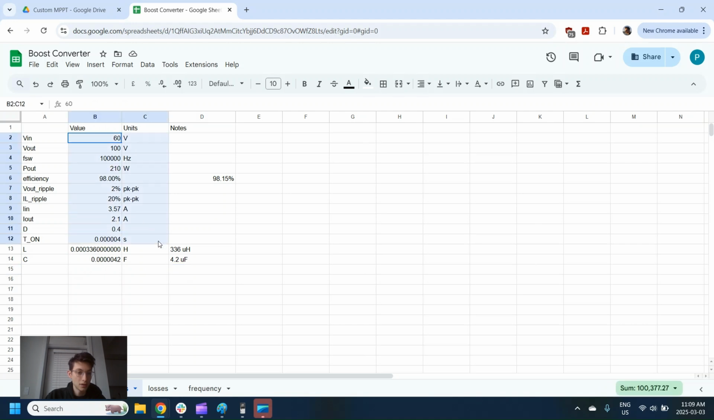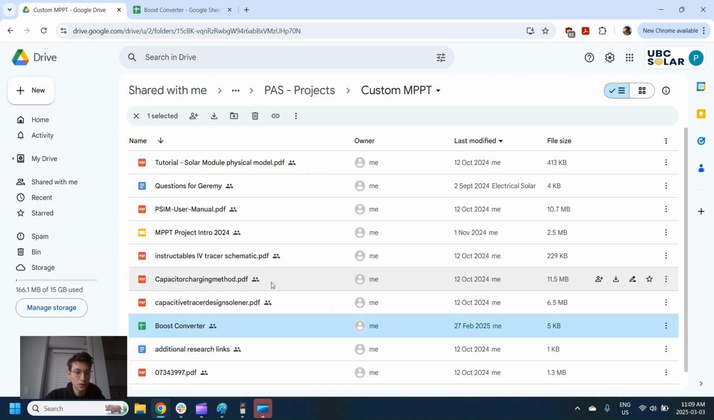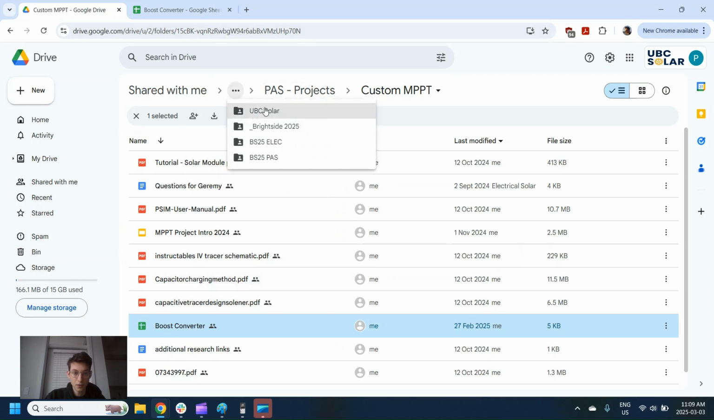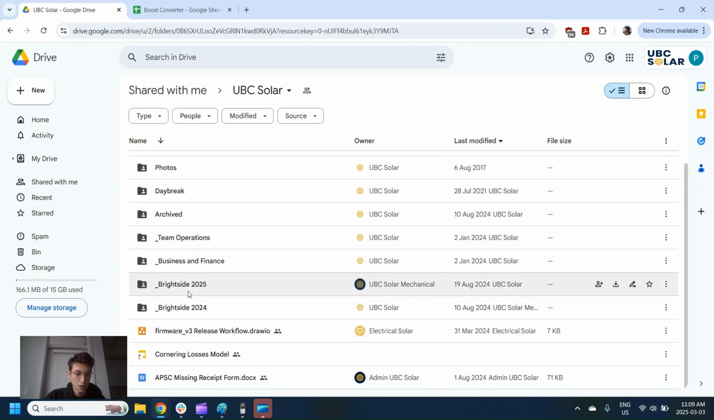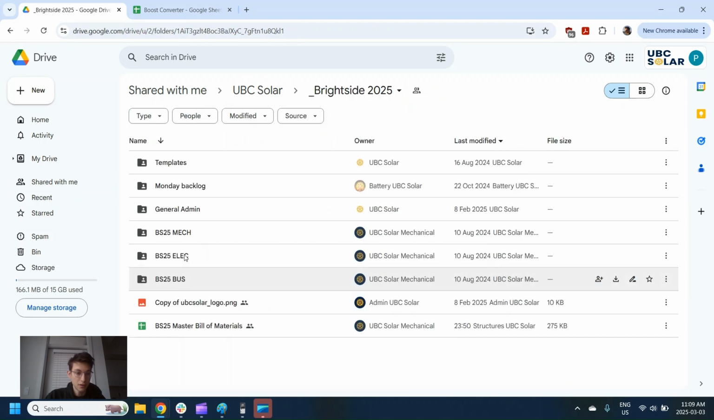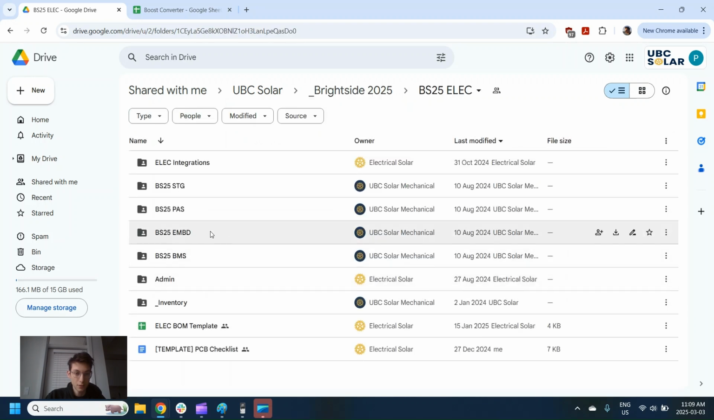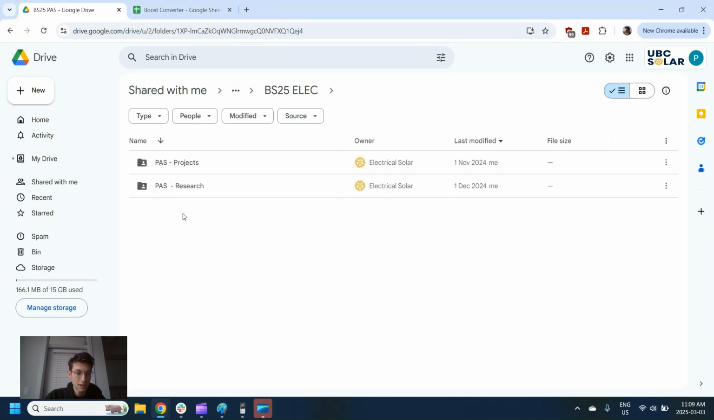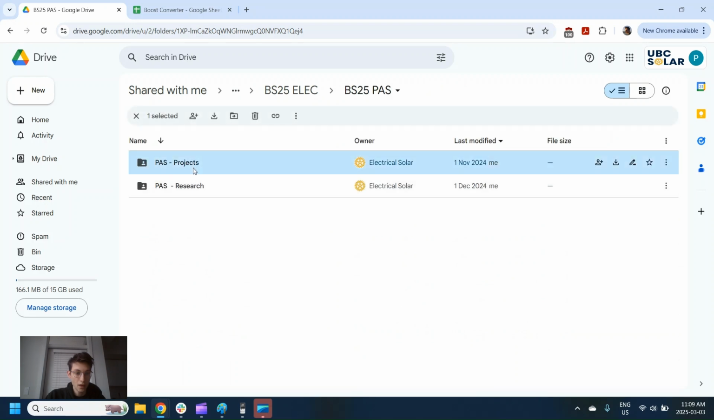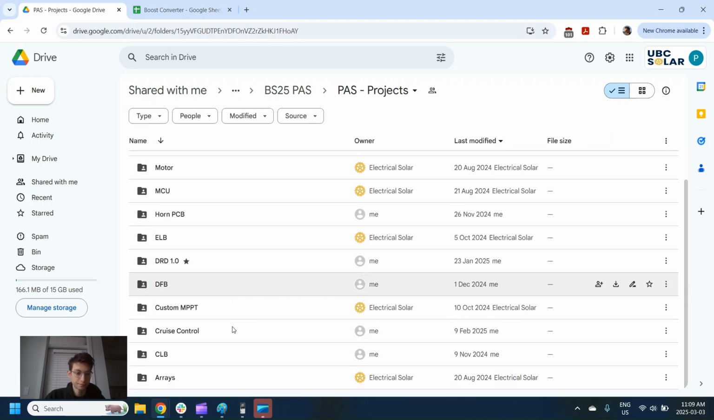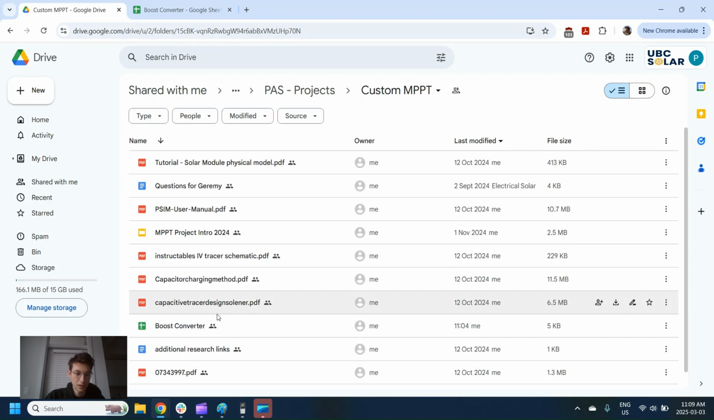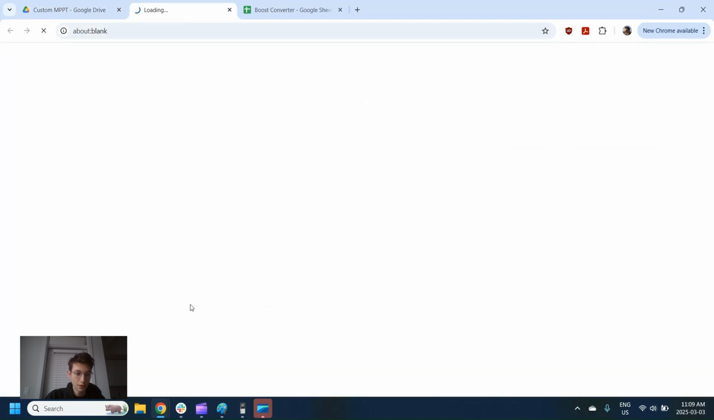And I showed the sheet here. I think I forgot to show exactly where the sheet was. So if you are in UBC Solar, you can go to UBC Solar under Brightside 2025, under the elect folder, pass folder, projects, and custom MPPT, and boost converter. It's right in here.